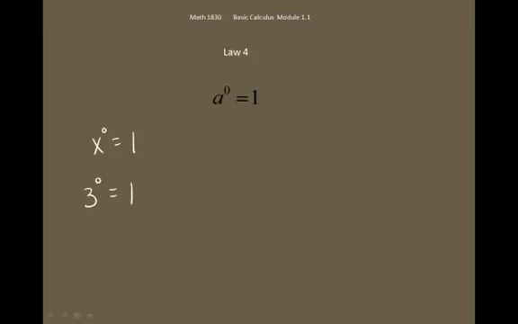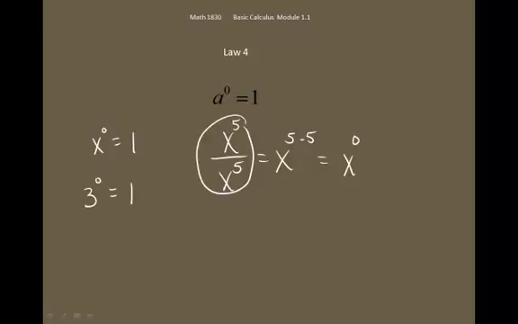If you'll remember in law 3, we had stated that x to the 5th over x to the 5th was equal to x to the 5 minus 5, which would be equal to x to the 0 power. But we also know that anytime you have the same thing over the top of each other, it's automatically equal to 1. So here we can tie the two ends, which proves this law. So just remember, in the case of law 4, anything to the 0 power is automatically equal to 1.